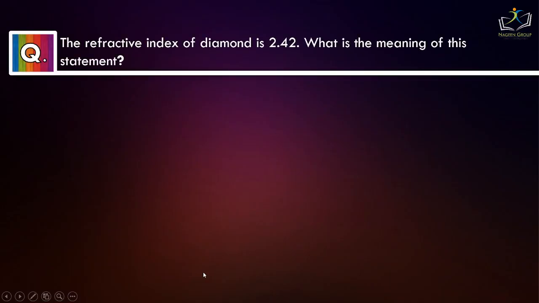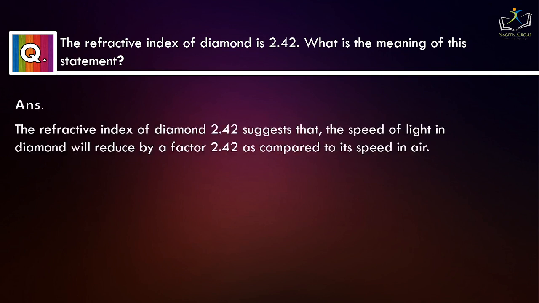Now let's take an example. The refractive index of diamond is 2.42, right? What is the meaning of this statement? The refractive index is 2.42. What is the meaning of this? It means the speed of light in diamond is reduced by a factor of 2.42. Why is it so? Because refractive index is the ratio of the speeds. So we can say that the speed reduces from air to diamond, right?